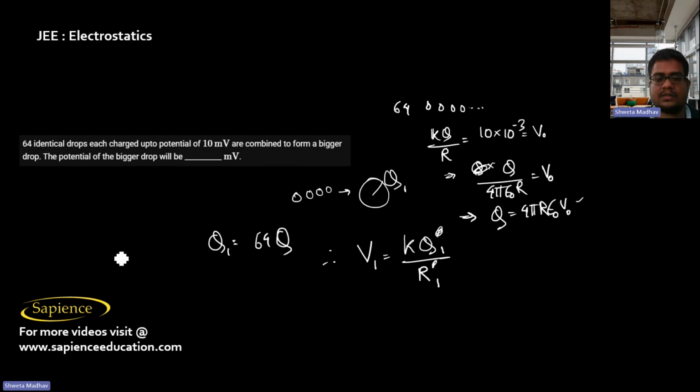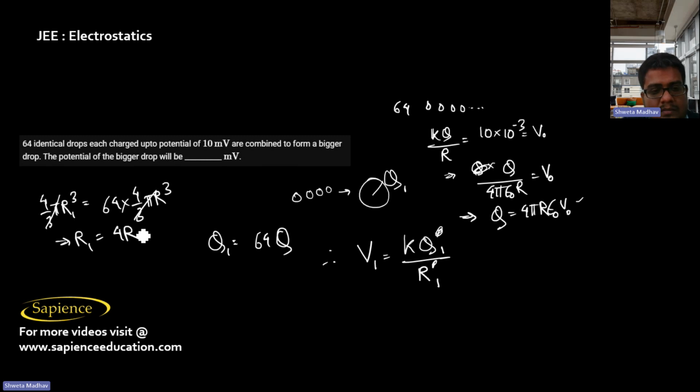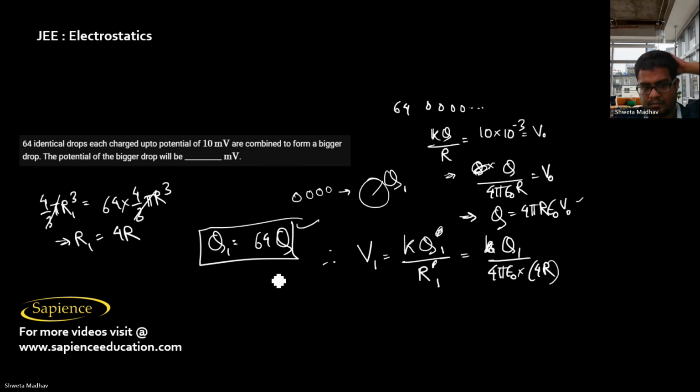Now how to find R1? The net volume also will be conserved. We can say that 4 by 3 pi R1 cube, which is the volume of the large drop, will be equal to 64 times the volume of each drop, 4 by 3 pi R cube. 4 by 3 pi cancels. So R1 will be equal to 4R, since the cube root of 64 is 4. R1 is 4R. So that will be equal to K into Q1 by 4 pi epsilon naught into R1, that is 4R. And Q1 is equal to 64 times Q.